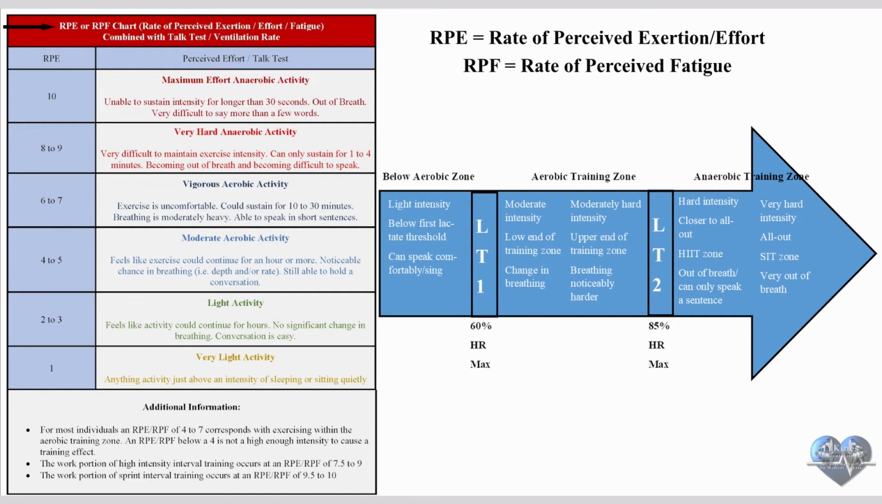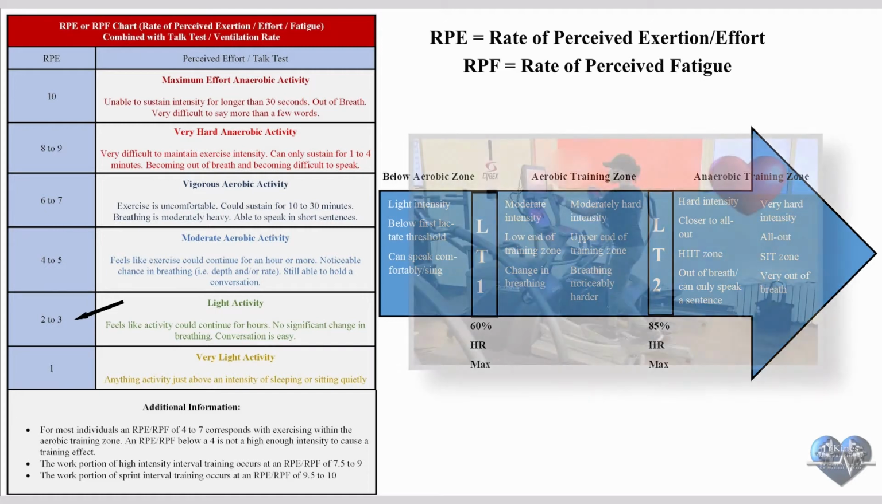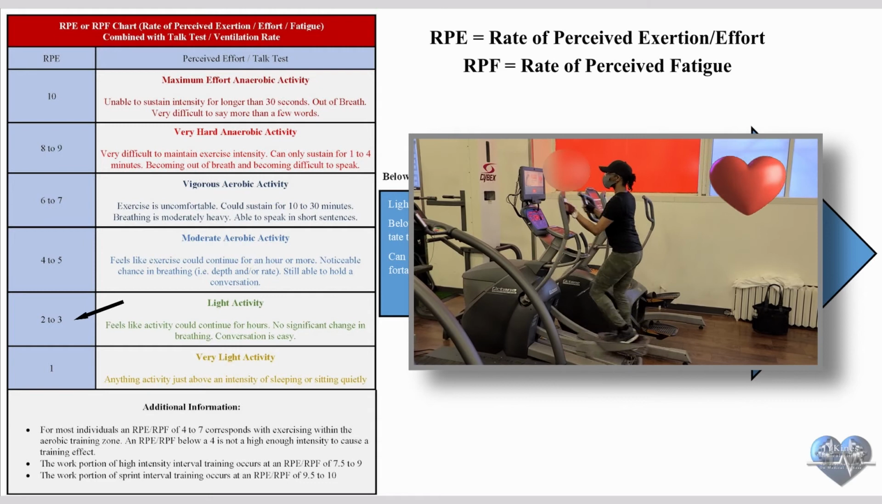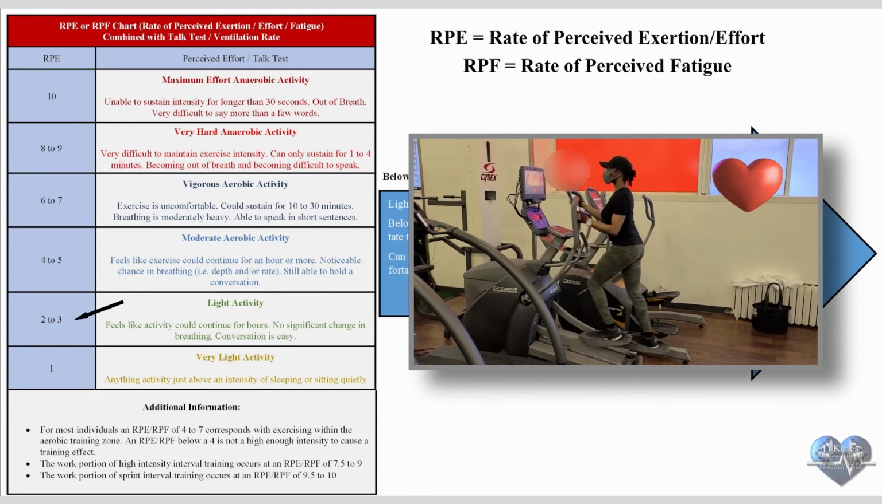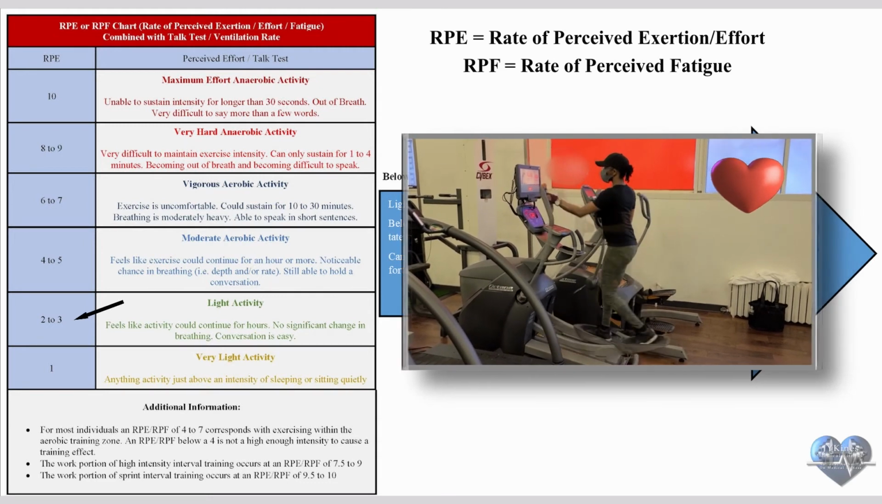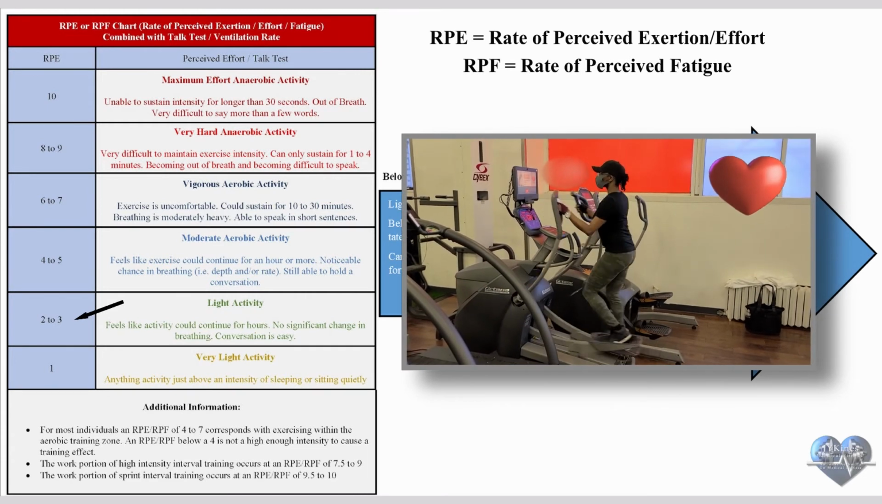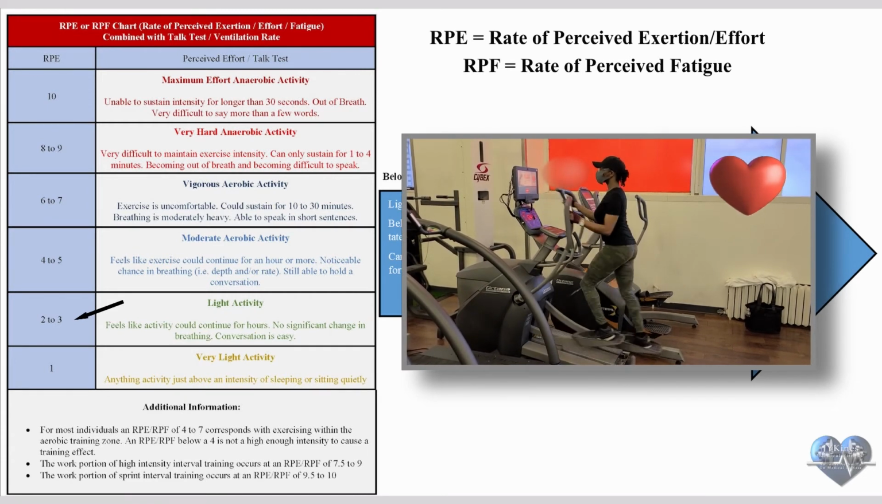So with that said, if you look at the bottom of the chart, a 1 RPE or RPF, whichever one you prefer to use, is very light activity, or it's anything that's just above the intensity of sleeping or sitting quietly. So in other words, you don't feel like you're doing much of anything. A 2 or 3 would probably equate to a slow to moderate walk for most people, or in the example of someone being on an elliptical, it would just be at an intensity where they feel like they could continue it for hours and they really don't feel a change in their breathing either. They could easily converse with you.